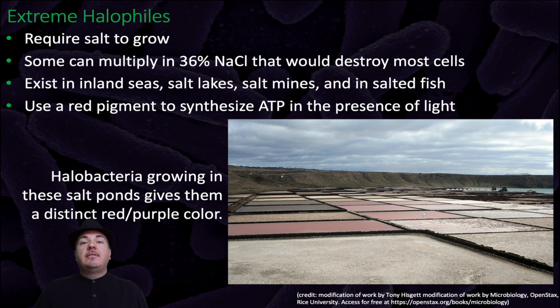What does that mean? It means they actually require high salt concentrations in order to grow. Some can multiply in 36% sodium chloride or table salt conditions that would destroy most cells. They exist in inland seas, salt lakes, salt mines, and in salted fish. They use a red pigment to synthesize ATP in the presence of light. Here's an example of halobacteria growing in these salt ponds, giving them their distinct red or purple color.